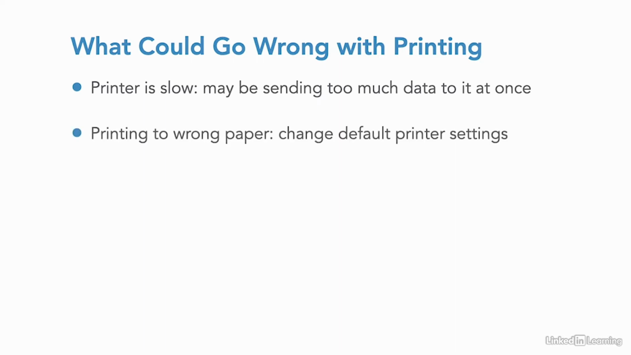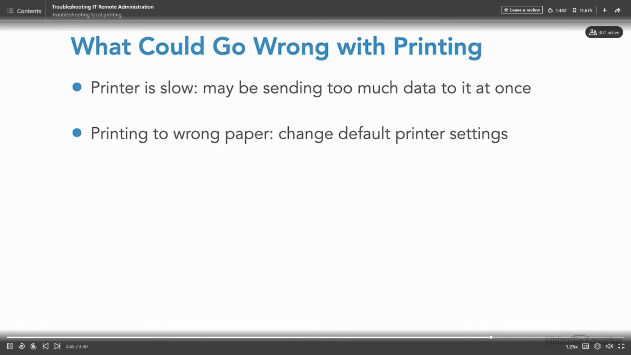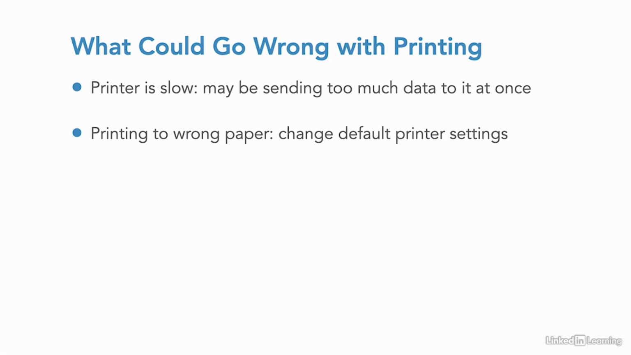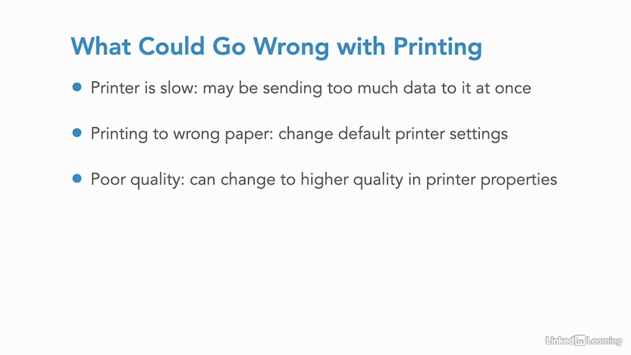You could be printing to the wrong paper. For instance, you're printing to letter and legal is coming out. Well, you just need to change the default printer settings in the printer properties of the printer, and that would be on the Windows or Macintosh operating systems. If you're getting poor quality, you can change to higher quality in the printer properties as well. By default, it may be set to low for you.